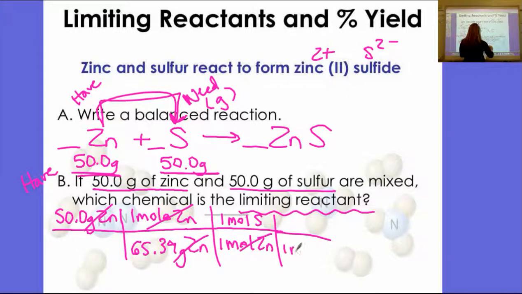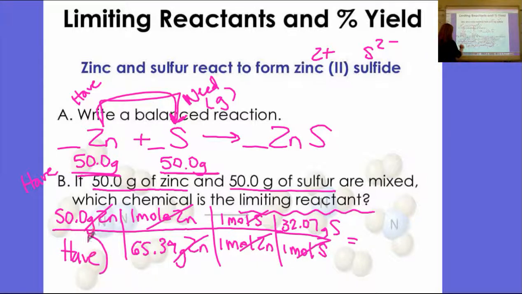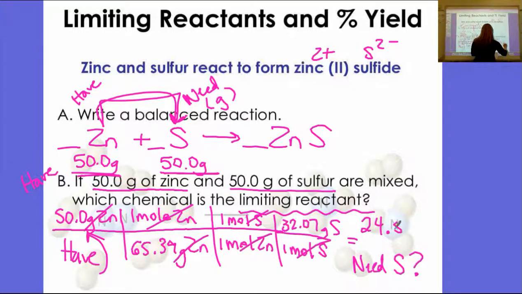So 1 mole of sulfur is 32.07 grams. I started with what I have, 50 grams of zinc. I'm going to calculate how much sulfur I need. When you punch this in your calculator, it comes out to be 24.5 grams of sulfur.